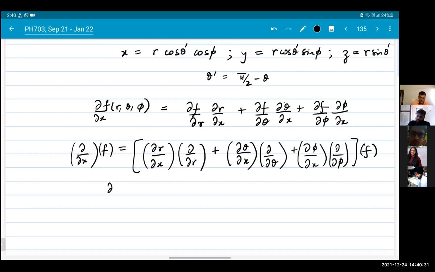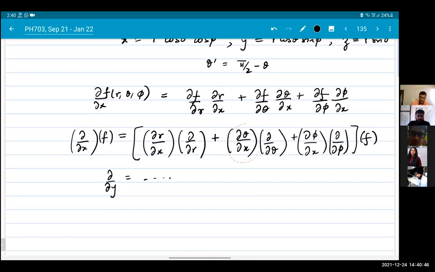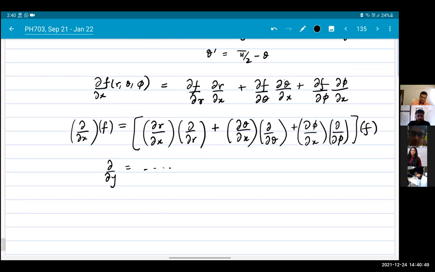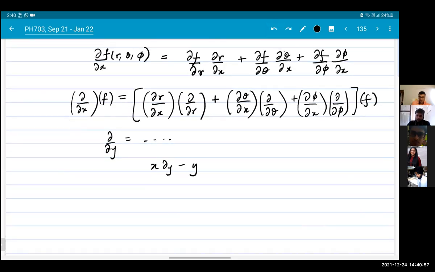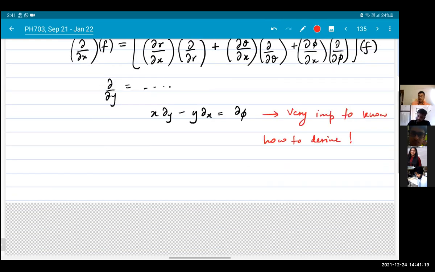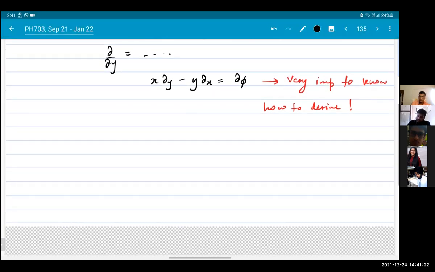And similarly, you can evaluate d by dy, because this tells you what d by dx is in terms of d by dr, d by d theta, d by d phi. And these derivatives you can take. So when you do all this algebra, what you will find is that x d by dy minus y d by dx is equal to d by d phi, okay? And it is very, very important that you know how to derive this. When I say it's very important, that means it could be on one of your quizzes or your midterm, okay?